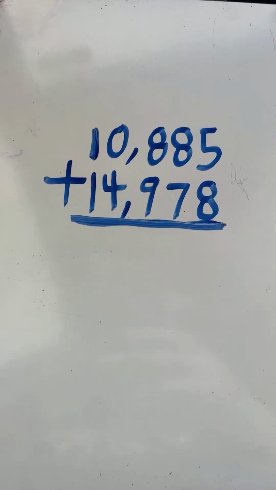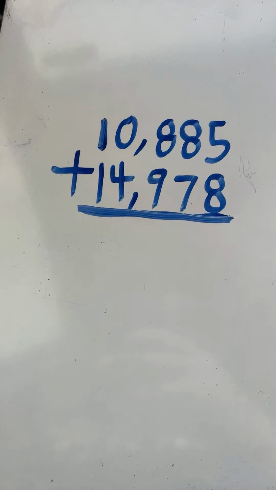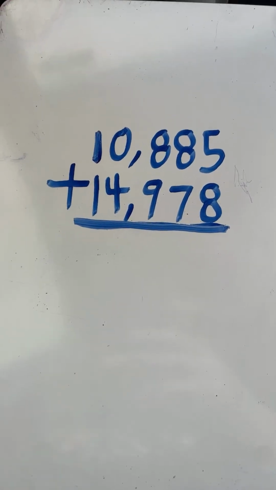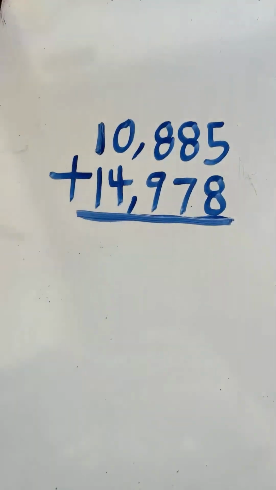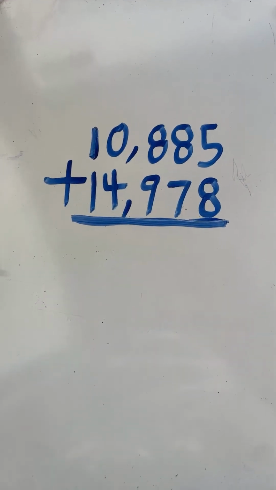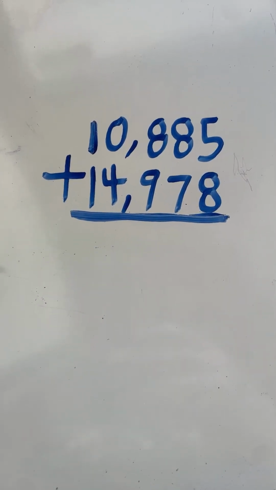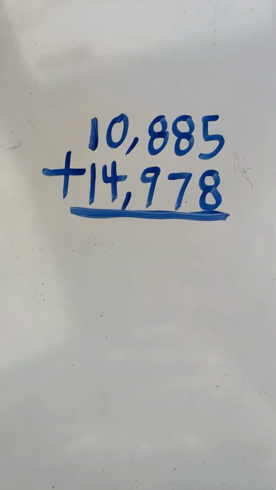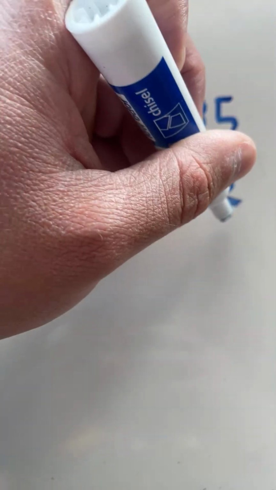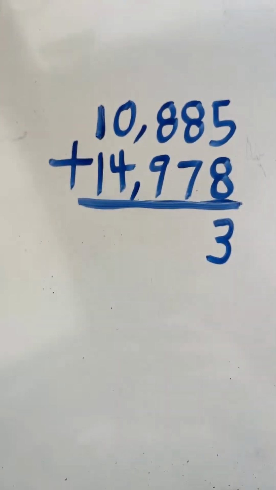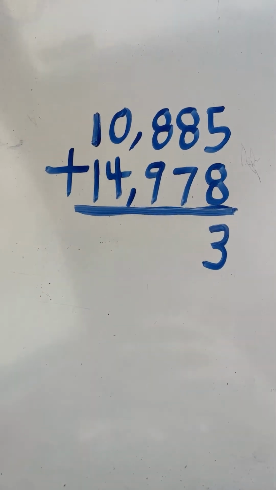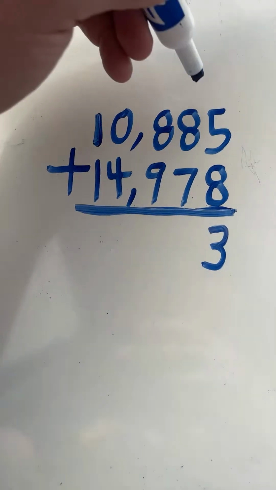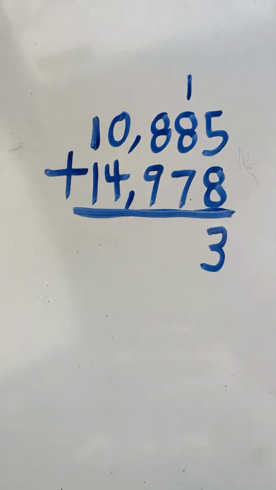So we are going to start in the ones place. We're going to add 5 plus 8. Anytime our sum is 10 or more, we will need to regroup. So 5 plus 8 is 13. That sum is more than 10, so the 3 and 13 goes in the ones place. The 1 in 13 gets carried over to the tens place.